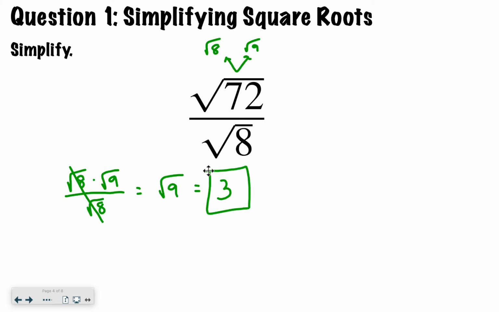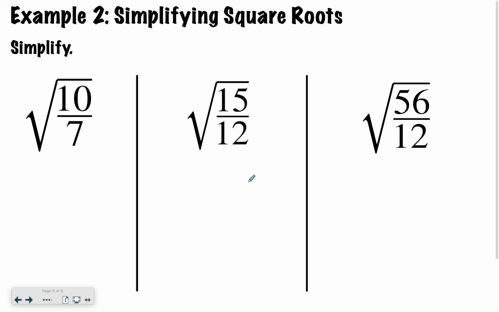For this problem, hopefully you ended up with just the number 3. The way I got there was I had 72 split into the square root of 8 times the square root of 9. And then I saw I have a square root of 8 on top and bottom, so those cancel. And the square root of 9 is just 3. So that's how I got 3 for my answer.